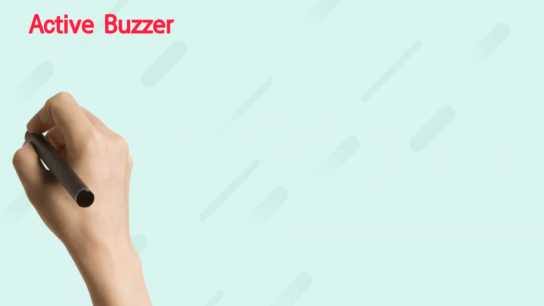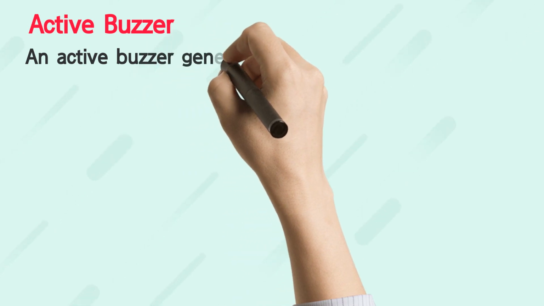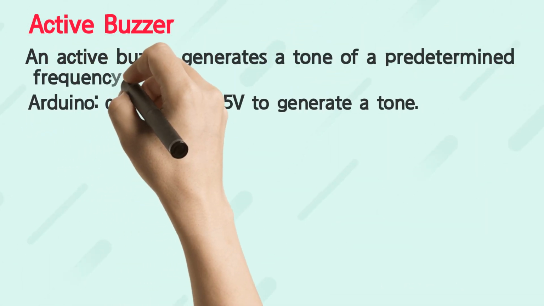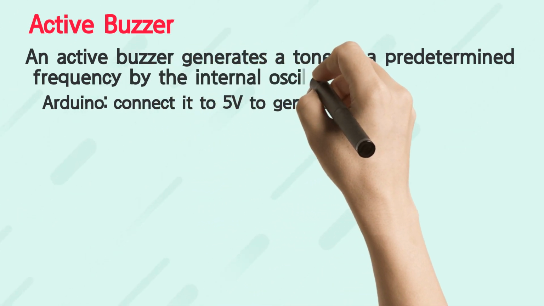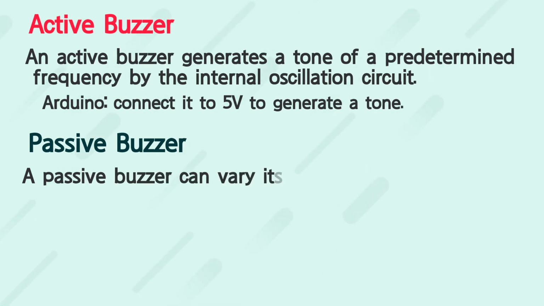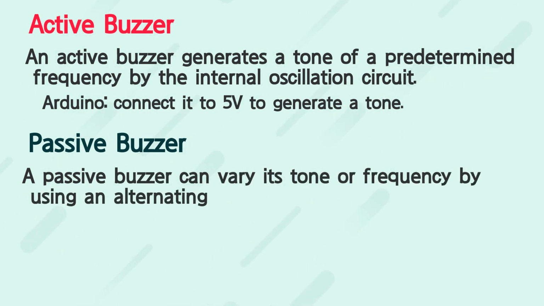What is the difference between active and passive buzzer? An active buzzer generates a tone of a predetermined frequency by the internal oscillation circuit. By applying a direct current, we can generate a tone, as in alarms. A passive buzzer can vary its tone or frequency by using an alternating current.